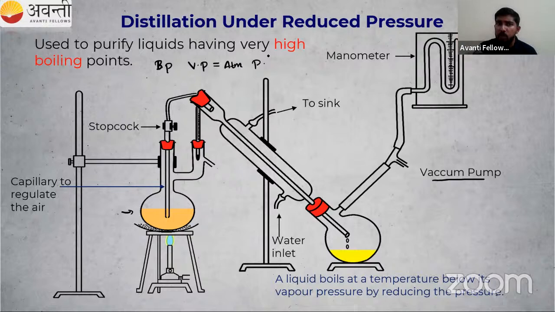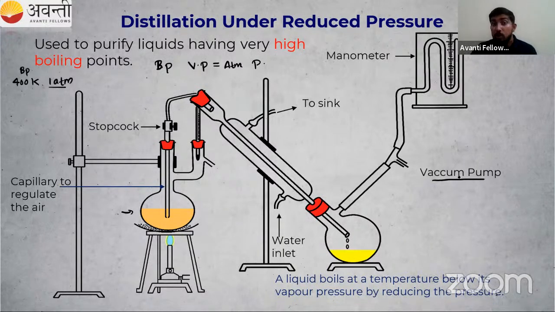So I want to reduce the boiling point, right? So here what is happening? Suppose normally this liquid is boiling at 400 Kelvin. The point is, before reaching the boiling point, this liquid will be decomposing. So 400 Kelvin is the boiling point at 1 atm pressure, atmospheric pressure.